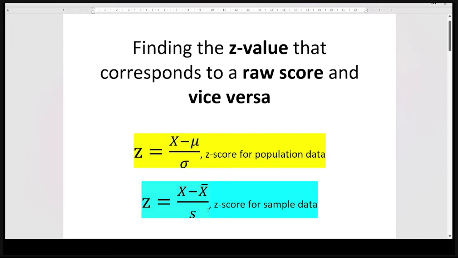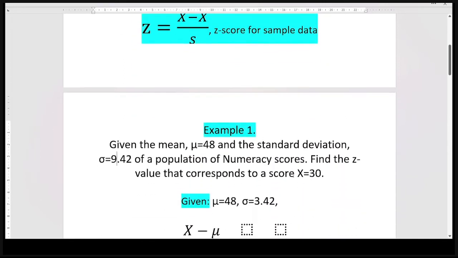And if we have a sample data, then the equivalent z-score is the raw score minus the sample mean. The difference will be divided by the sample standard deviation. Let us have our first example.